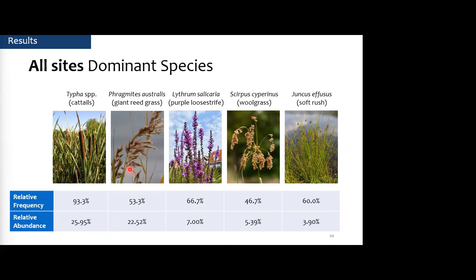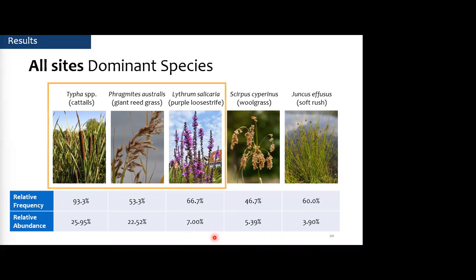Giant reed grass, Phragmites australis, had a similar level of cover at almost a quarter of total quadrats sampled, but were only found at 50% of sites. And then the next 3 species experienced quite a drop off in abundance. They only accounted for 4 to 7% of total cover, but were relatively frequent, found at between about 50% and 2/3 of sites.